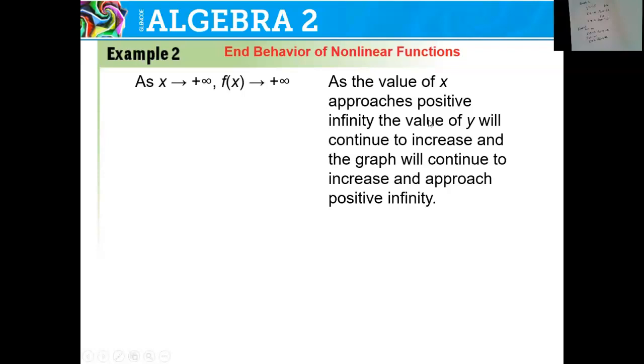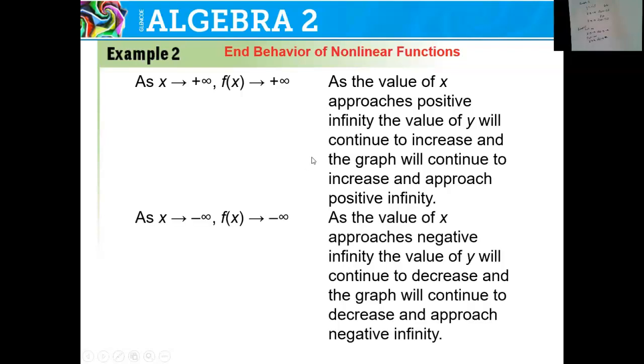So as x goes towards a positive infinity, f of x goes towards a positive infinity. Layman's terms, the farther we go right, the more and more our graph increases. And as x goes towards a negative infinity, f of x goes towards a negative infinity. Layman's terms again, the farther we go to the left, the farther and farther down our graph goes.